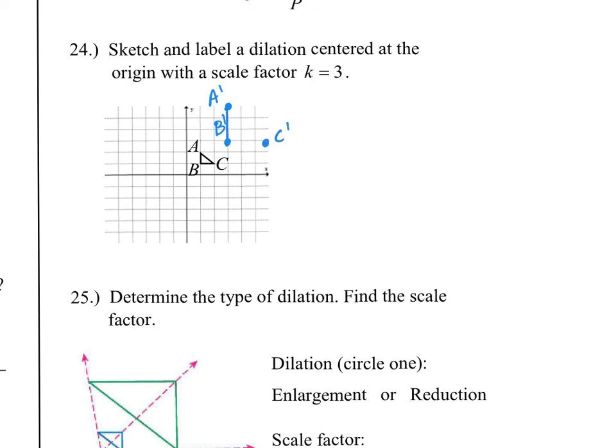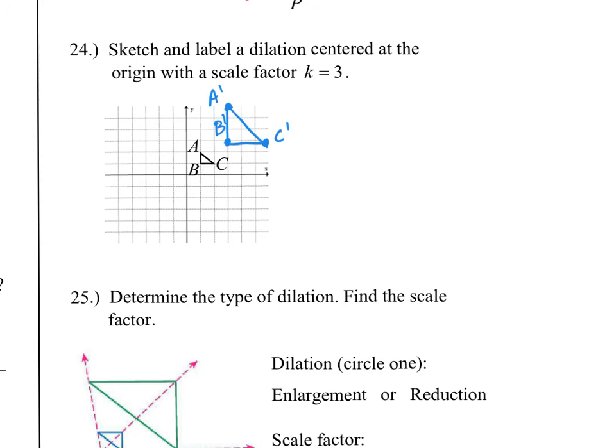And then connect the dots. And you should see a shape that appears to be 3 times the original shape. So your image is 3 times the original, and also the distance from, for example, P to B prime would be 3 times the distance from P to B.